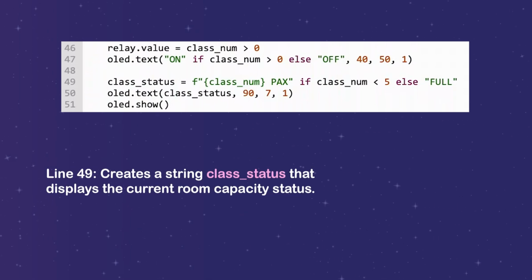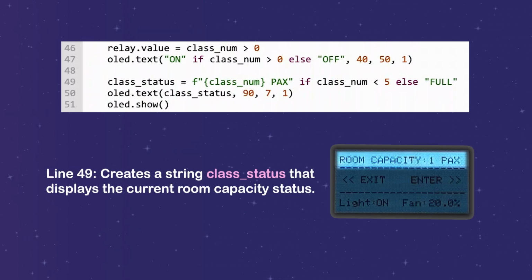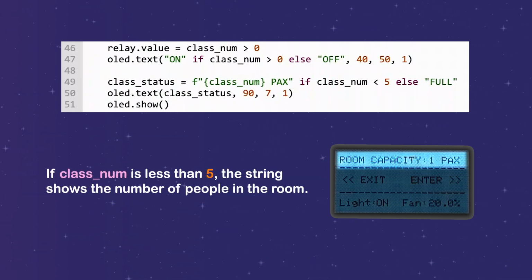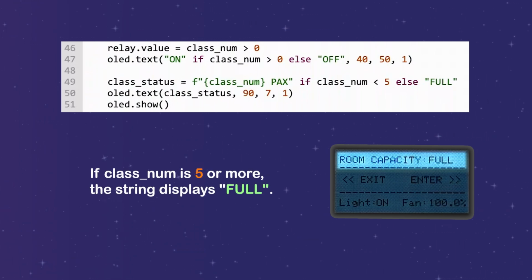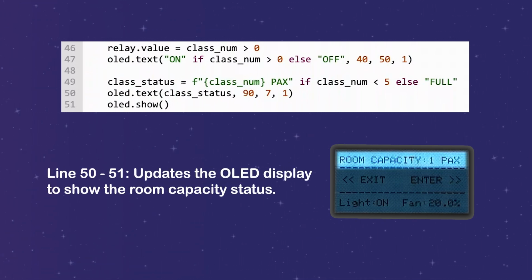Line 49 creates a string class status that displays the current room capacity status. If class number is less than 5, the string shows the number of people in the room. If class number is 5 or more, the string displays full. Line 50 to 51 updates the OLED display to show the room capacity status.